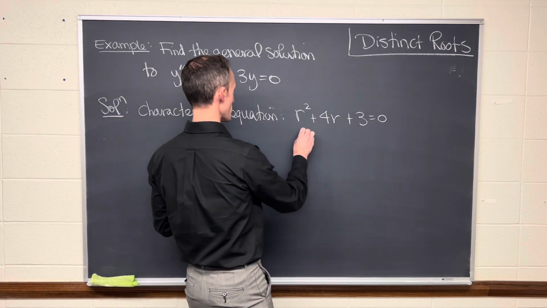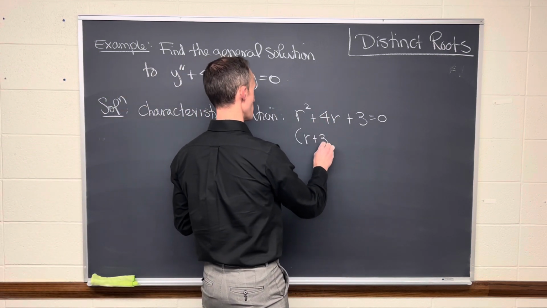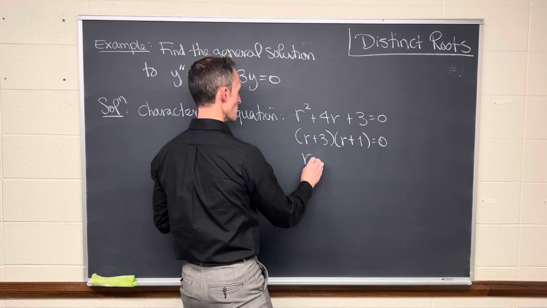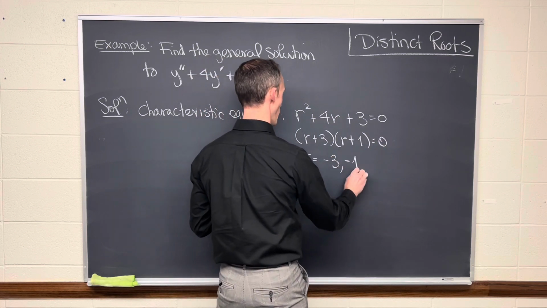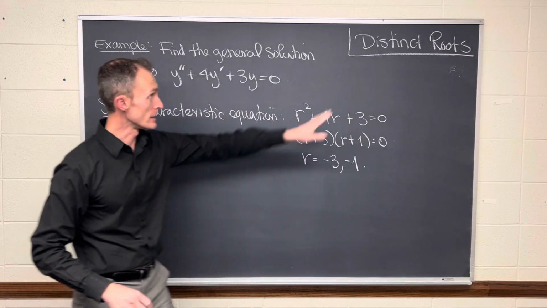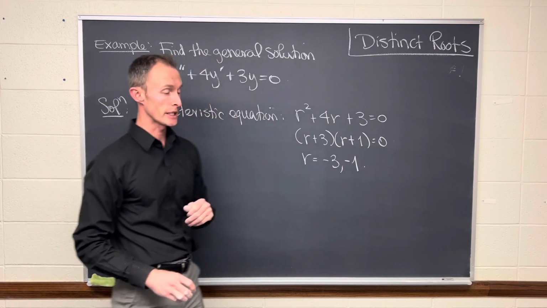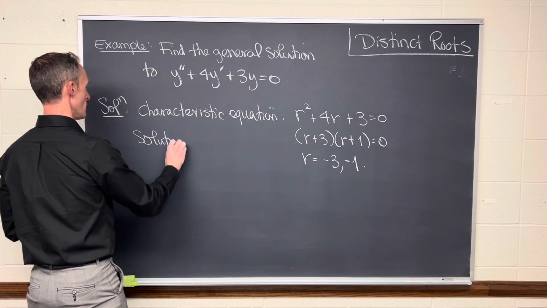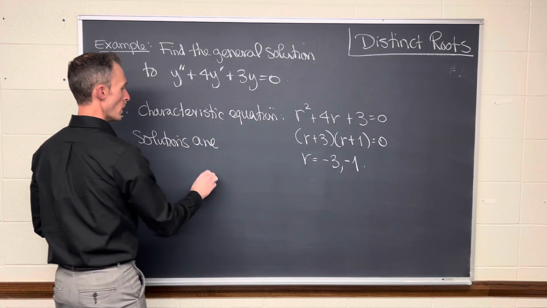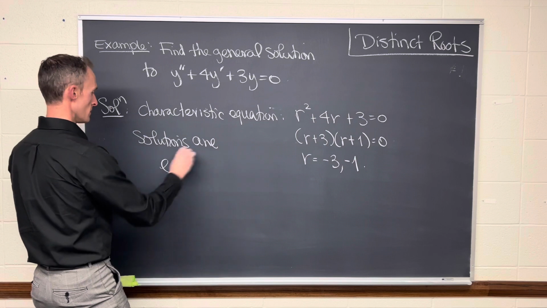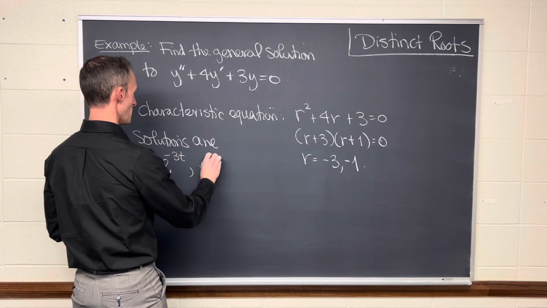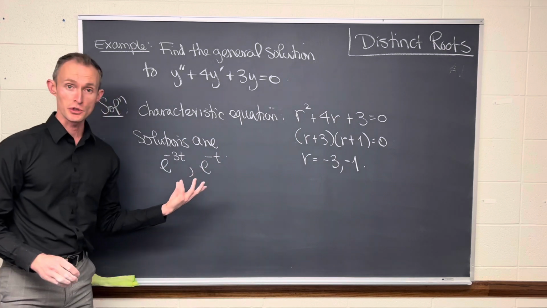Okay, so what do I notice? This factors as what? (r plus 3)(r plus 1). So that means my roots are minus 3 and minus 1. Okay, again, distinct roots, they're real and distinct. So that means that my solutions are what? e to the minus 3t and e to the minus t. Okay, those are my two solutions.